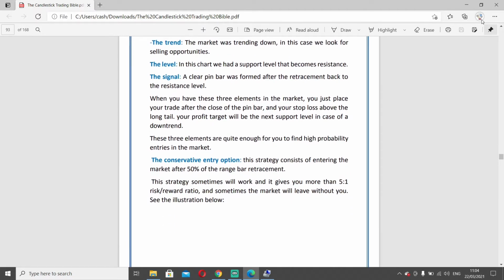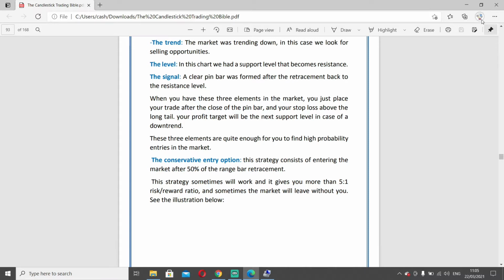The conservative entry option. The strategy consists of entering the market at 50% of the pin bar retracement. This strategy sometimes will work and it gives you more than a 5-to-1 risk to reward ratio, and sometimes the market will leave without you. So this option is for those who are trying to protect their capital a little more and are not willing to make a risky move without the confirmations. The disadvantage is that you might miss the move, but alas, that is a part of trading.